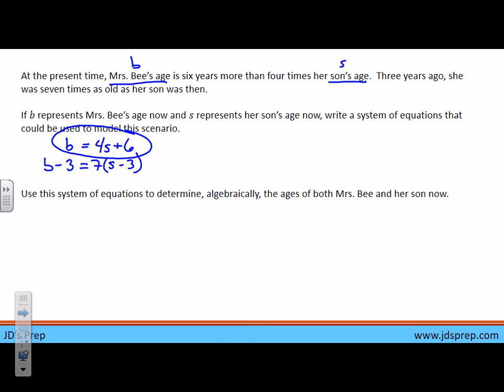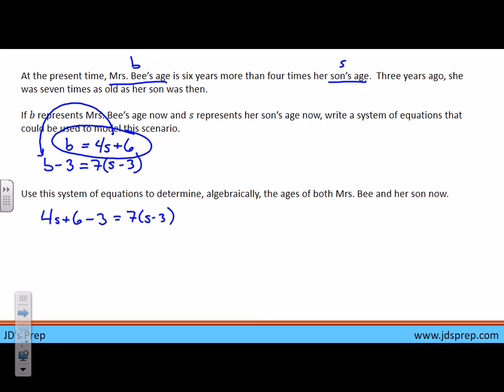So what we're going to do is take that 4S plus 6 on the right side of that first equation and substitute it in place of the B in the second equation. That's going to give us the new equation, 4S plus 6 minus 3 equals 7 times S minus 3. And this is good now because we are down to just one variable, the S. Since we are down to one variable, we can solve this equation to find the value of S and see how old Mrs. B's son is right now.